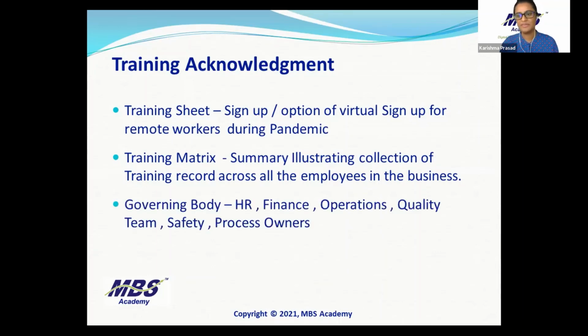We do have governing bodies in organizations that actually take care of our SOPs to ensure there's compliance. For example, we have the HR team, the finance team, the operations team, the quality team, the safety team, and of course, the process owners of every department. They will be ensuring that whatever SOPs they have, it is very much validated, true, and reflecting the current operations and the systems that they have.